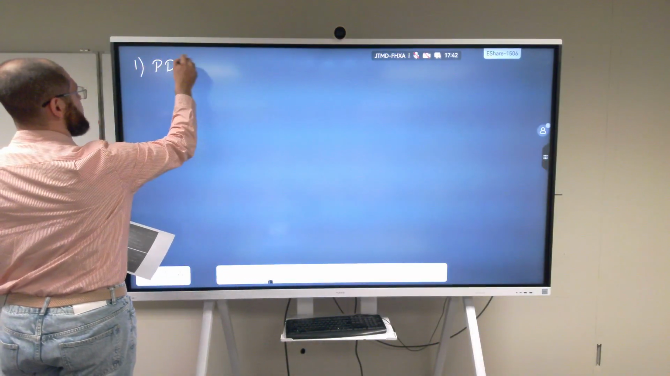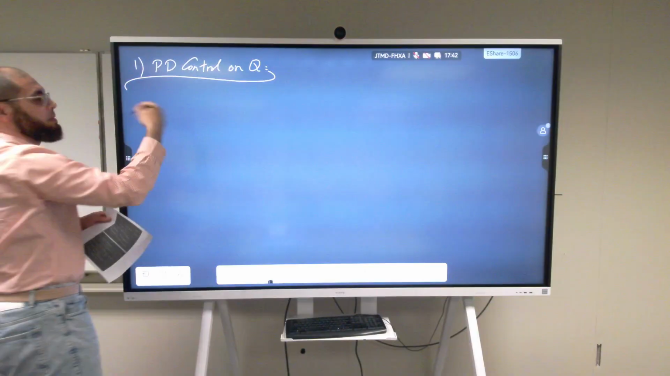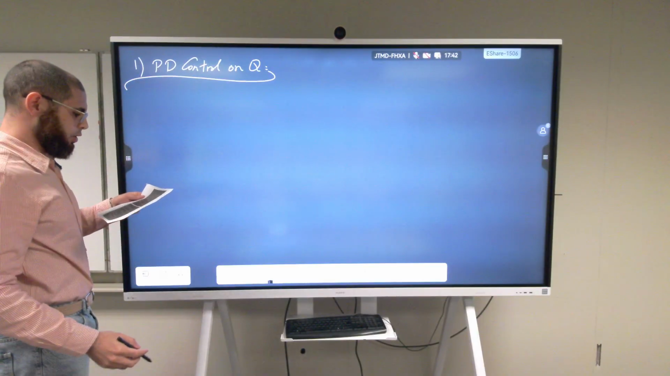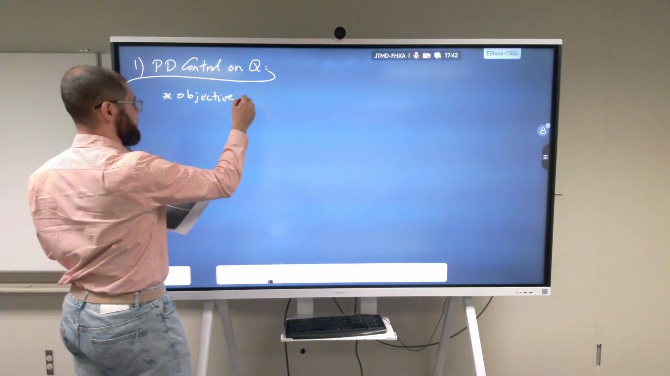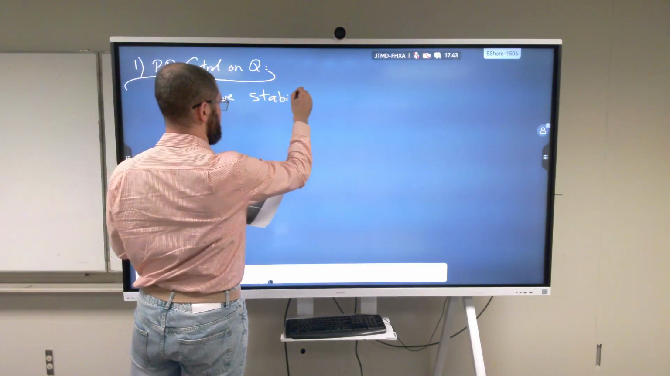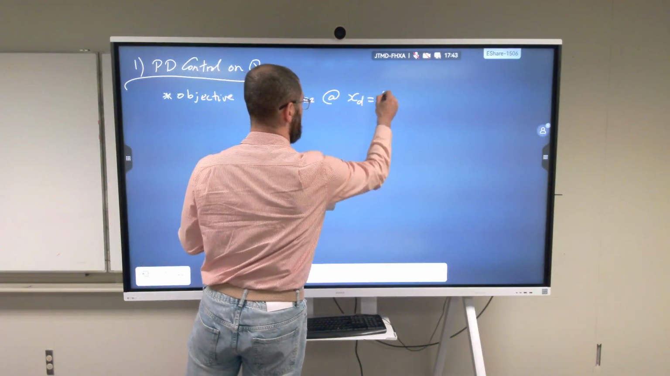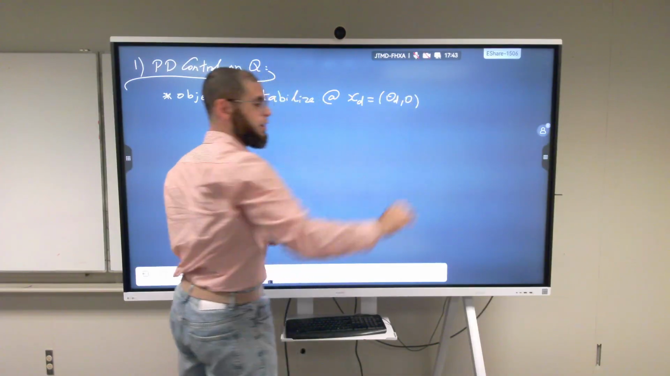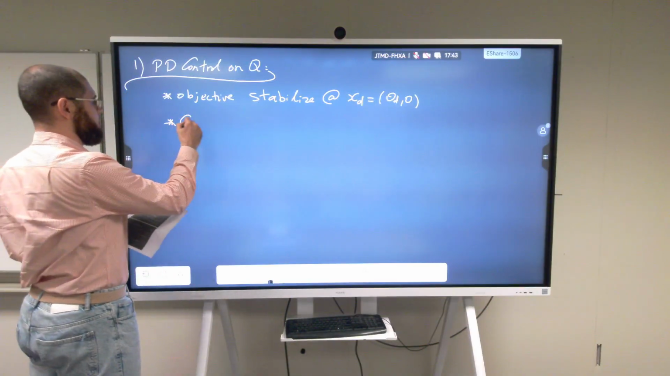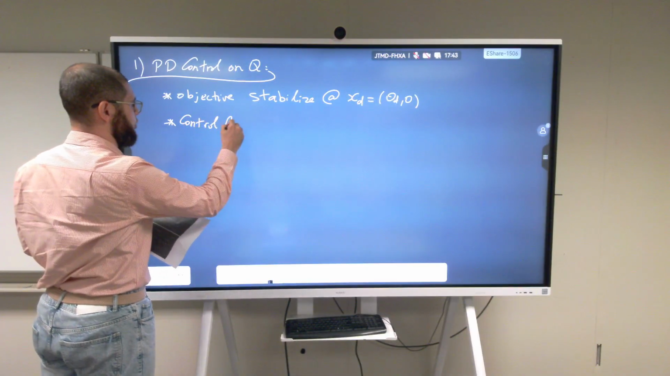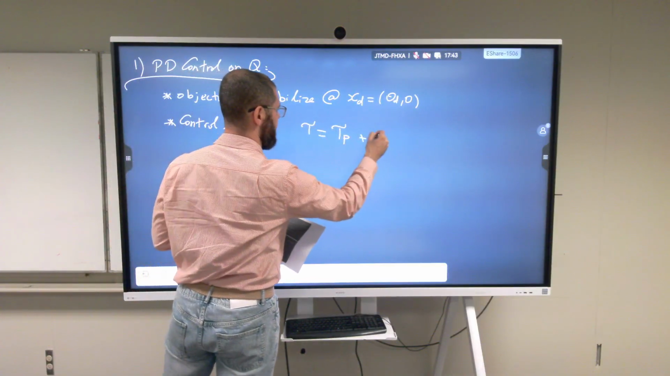So we're going to be doing PD control or stabilization control on Q, which is simply isomorphic to Rn. Our objective is to stabilize the system at xd equal to theta d and 0. We're still doing stabilization. Our control law will be given by this expression: tau is equal to tau proportional plus tau derivative.